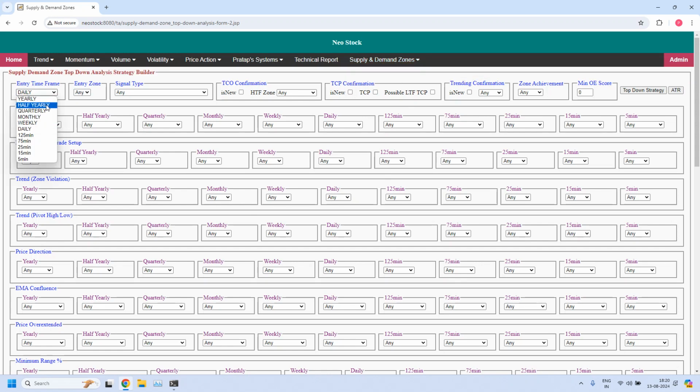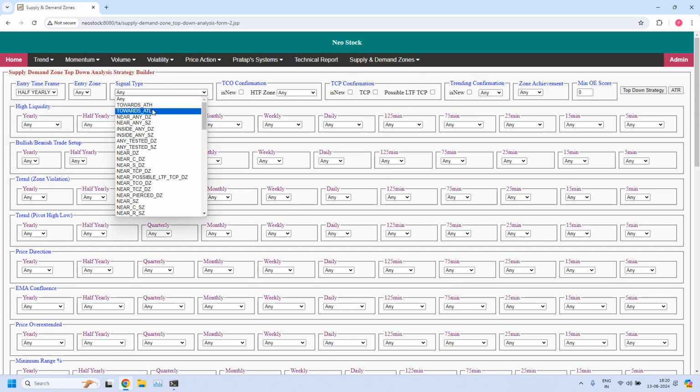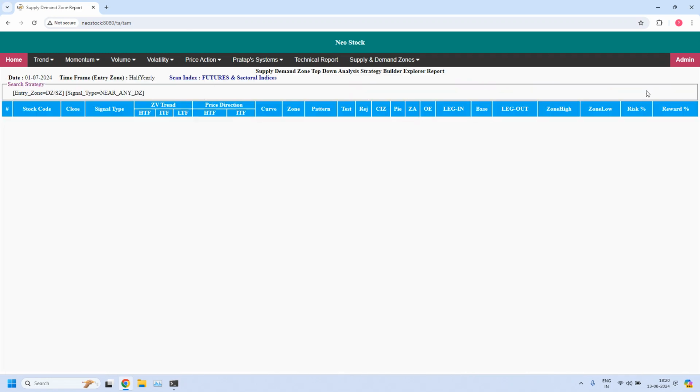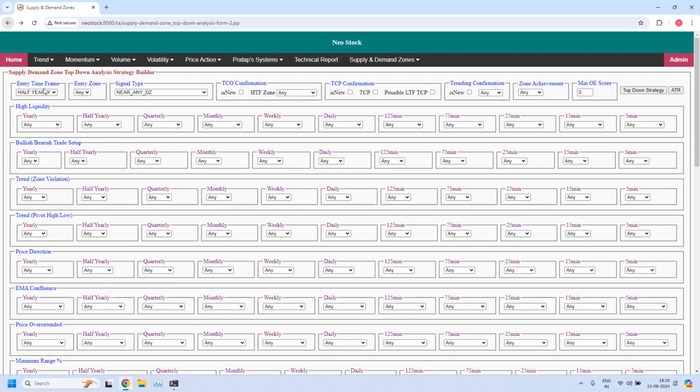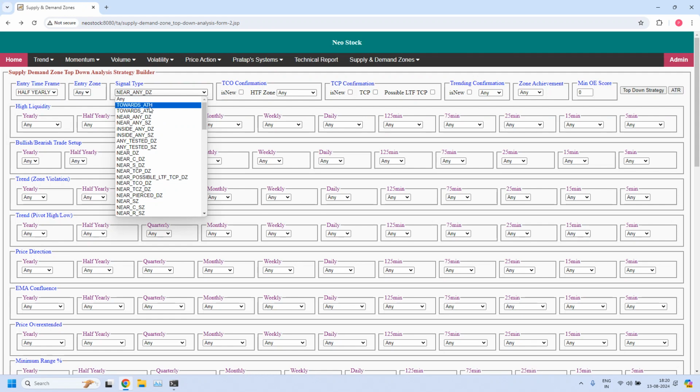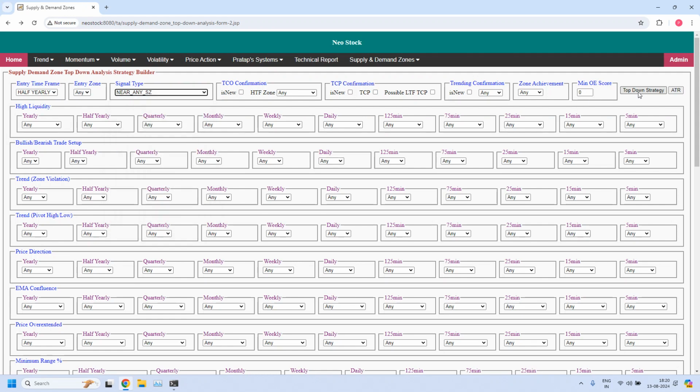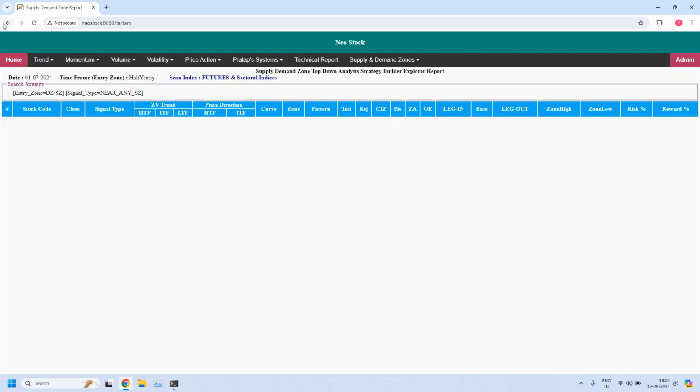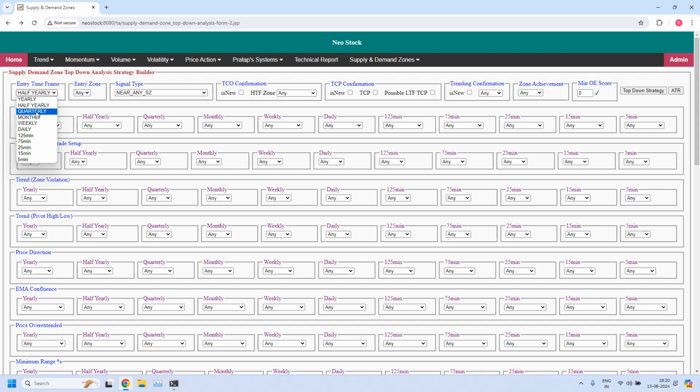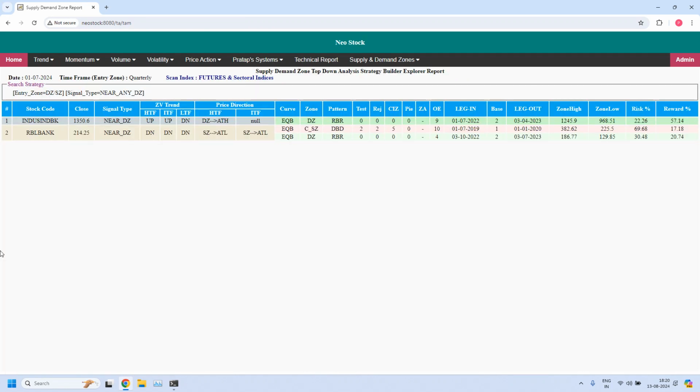Okay, let's start with the half-yearly time frame. Let us find the stocks near half-yearly demand zone. No stocks are available. For the half-yearly time frame, let us find the stocks near half-yearly supply zone, and no stocks are available. Changing the time frame to quarterly, let us find the stocks near quarterly demand zone. Two stocks are filtered. I'll be giving you only a few seconds to watch this report.